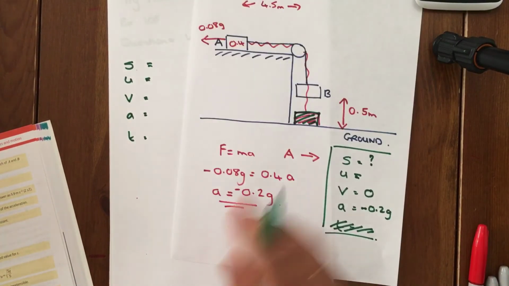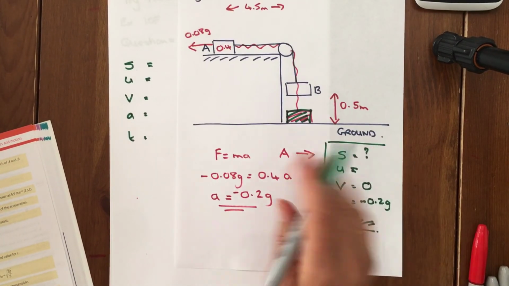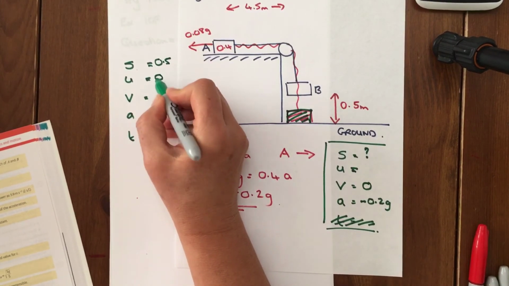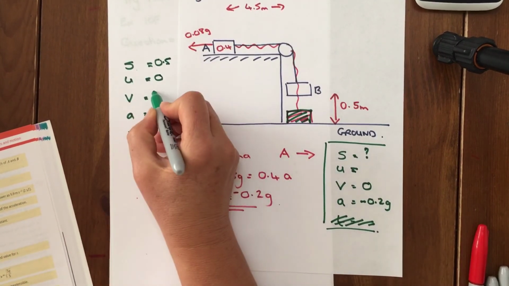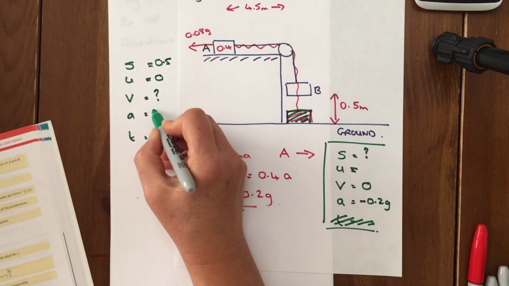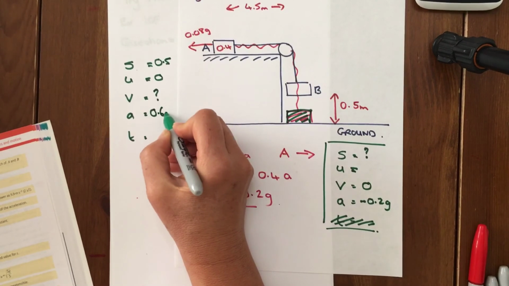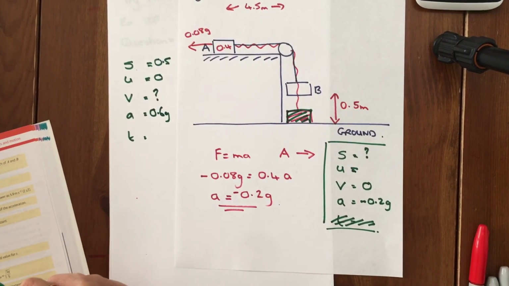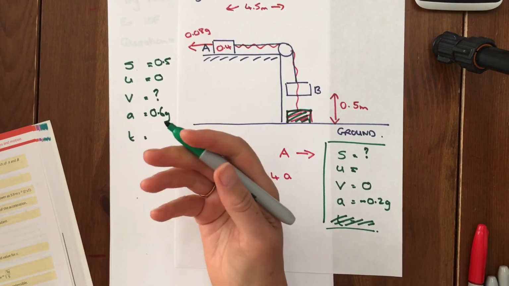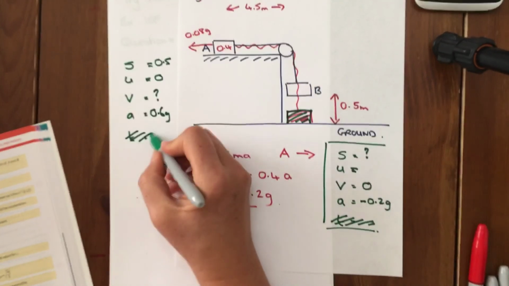So I'm looking at B now as it's travelling down. Well, I know B travels 0.5 metres. I know it starts at rest. I'm going to find the final velocity when it hits the ground. I know the acceleration from part A is 0.6 g. And the time, well, I'm not going to use that.